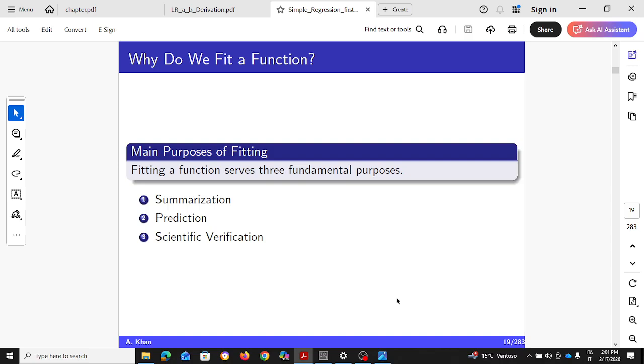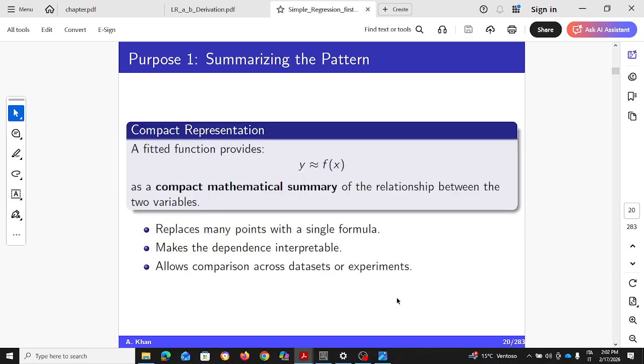We need a function, and that function should serve some fundamental purposes. The first one is to summarize our data, to do prediction, and to make some scientific verification based on those summarizations and predictions. Right? We are all here? All clear? Any confusion? Okay.